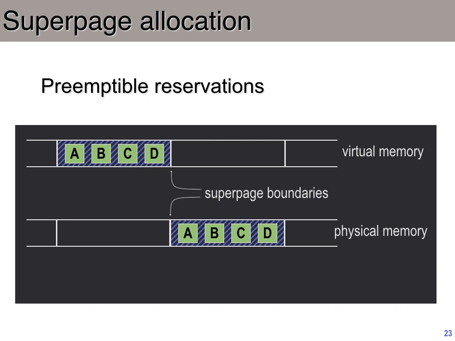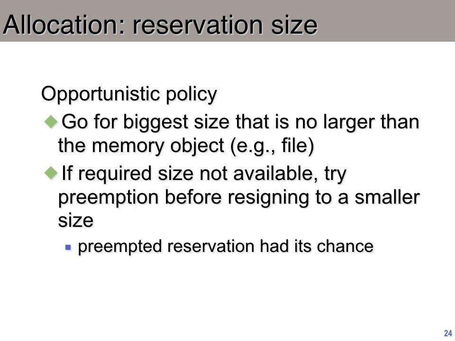Preemptible means that we could cancel the reservation if needed. So we guess what is the size of the superpage that's needed, and we would try to be as close to the size of the memory object as possible. And then if the application doesn't use it within, say, a certain amount of time, and some other application needs a superpage, or some other part of the virtual memory of the same application needs a superpage, then we can cancel the old reservation and use those base pages for another reservation.